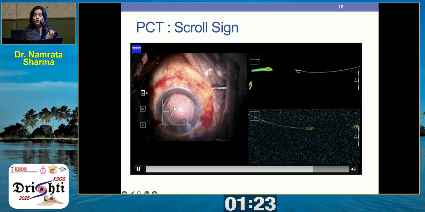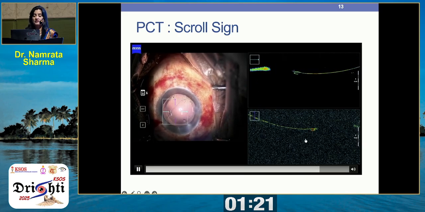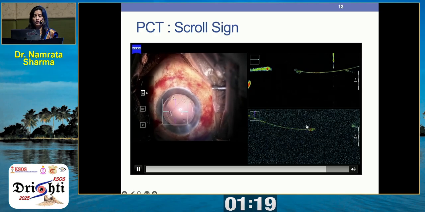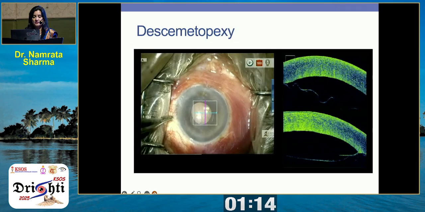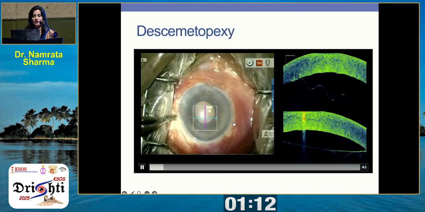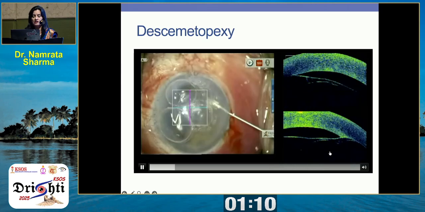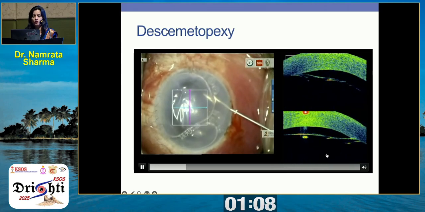Again, very useful when you have haze or you can't make out whether the PC tear is or not. So you focus on this, and this scroll sign can be seen here. Most useful, I think, for desmetopexy. This is Descemet's membrane detachment referred from elsewhere. So you put the air bubble.